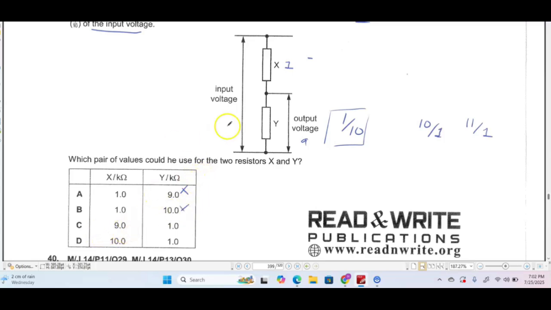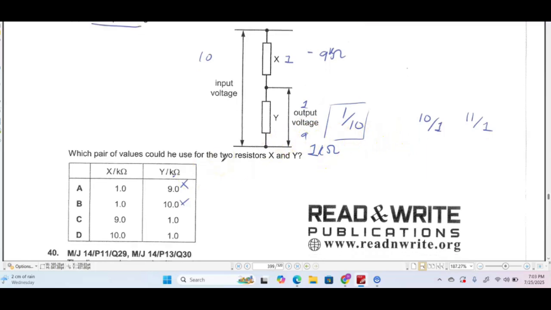For C, X has to be 9 and this has to be 1. Yes, this is the 1/10 relationship. Okay, if you have 10 parts in total, so 1 over 10 would be 1 over here, resistance of 1 ohm over here and 9 ohms over here. So this is going to give you the 1/10 relationship. And sorry, here it is kilo ohms, kilo ohms. Okay, so this is your 1/10 relationship. So this is how we are going to do it, and the correct option is C.